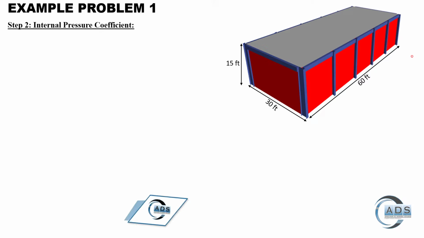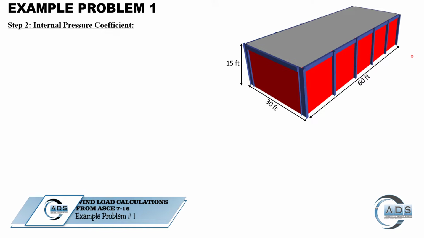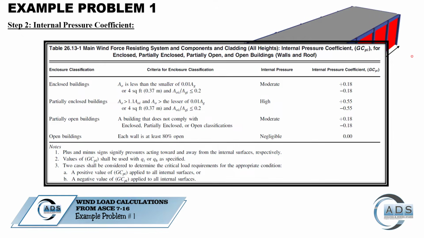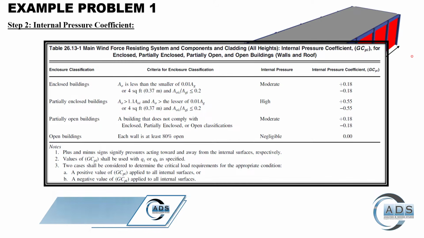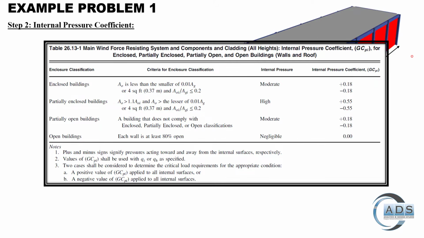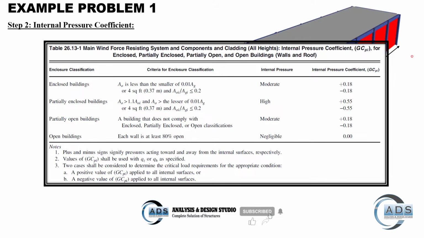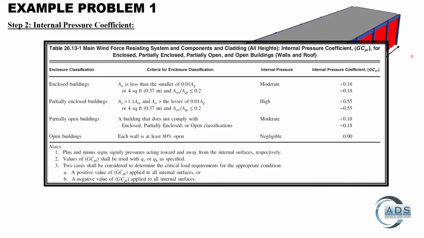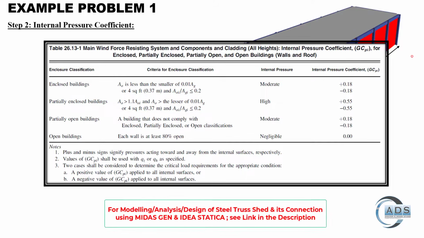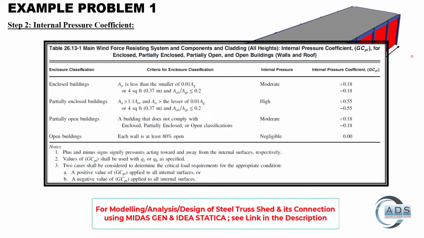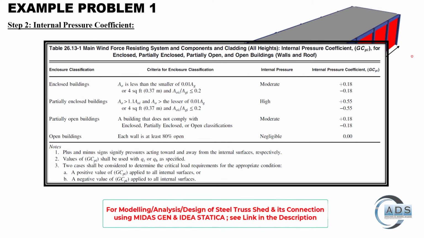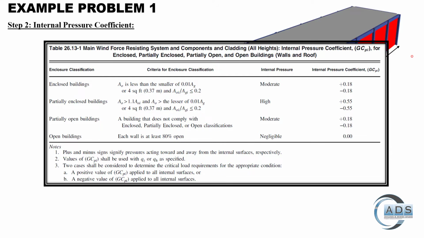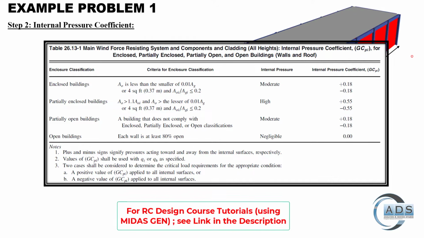Now the second step is to find out the internal pressure coefficient GCPI using this particular table. In this table, we can see that there are 4 enclosure classifications, defined in the second column, criteria for enclosure classification. Our building has no opening shown in the picture, where the opening area is denoted by A0 and the whole surface area is denoted by AG, the gross area of the surfaces. Since there is no opening, A0 is 0.